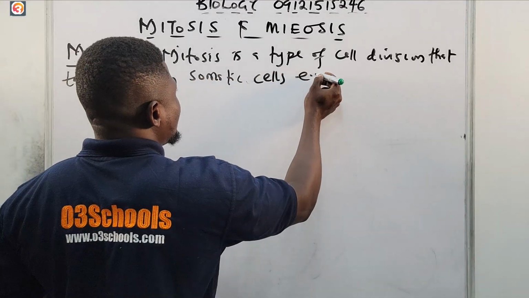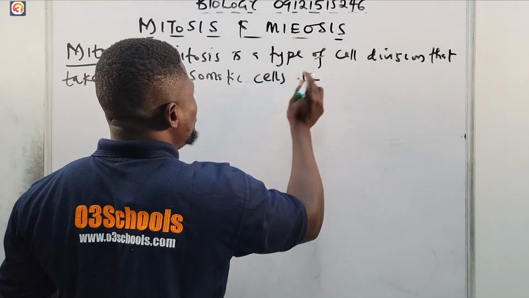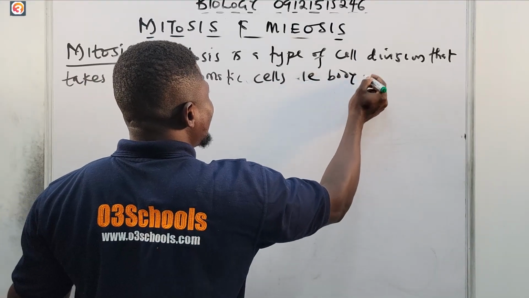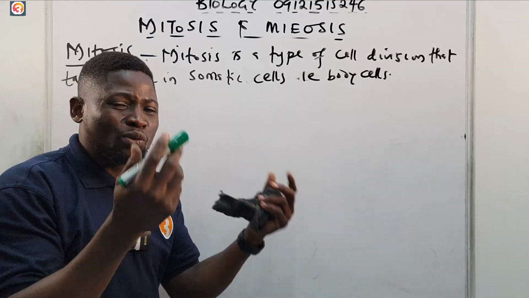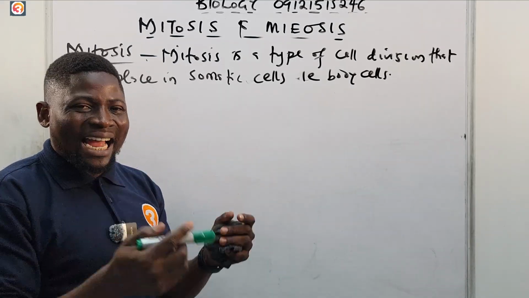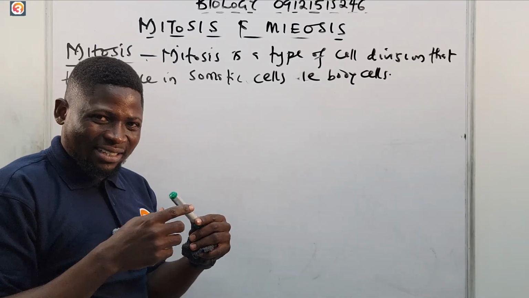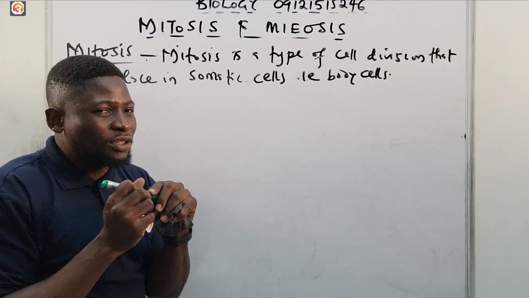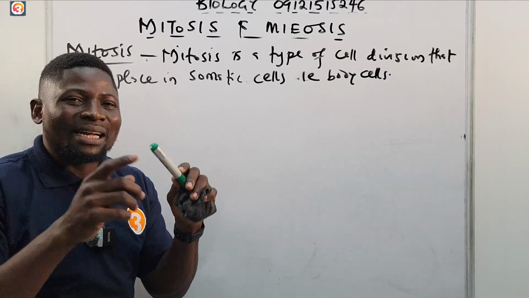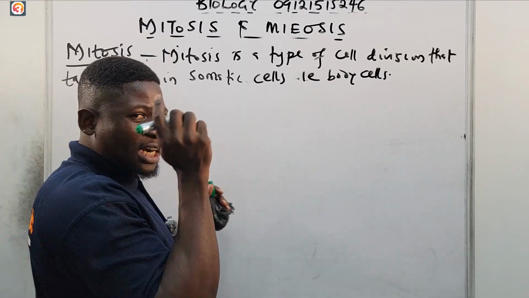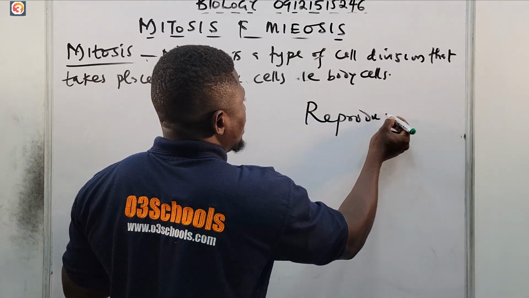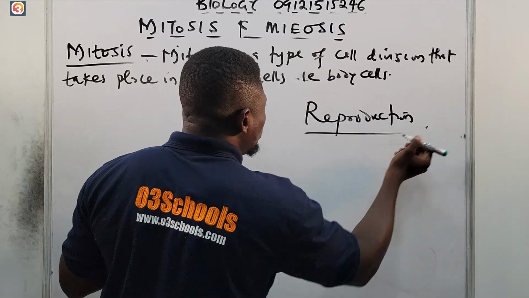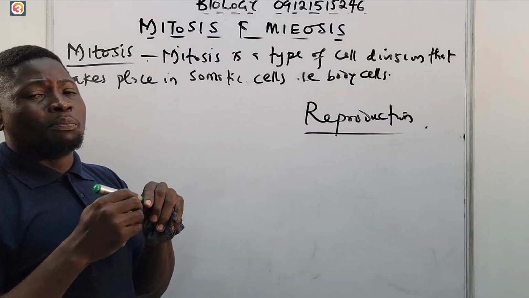Okay, and these somatic cells will mean what? Body cells, like our skin, like our liver, like our muscular cells, and the likes. Those are body cells. So mitosis is a type of cell division that takes place in somatic cells. They are not involved in reproduction.